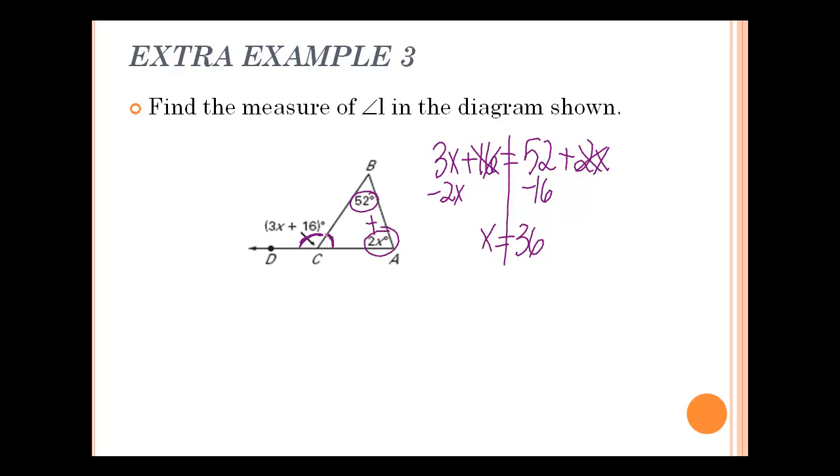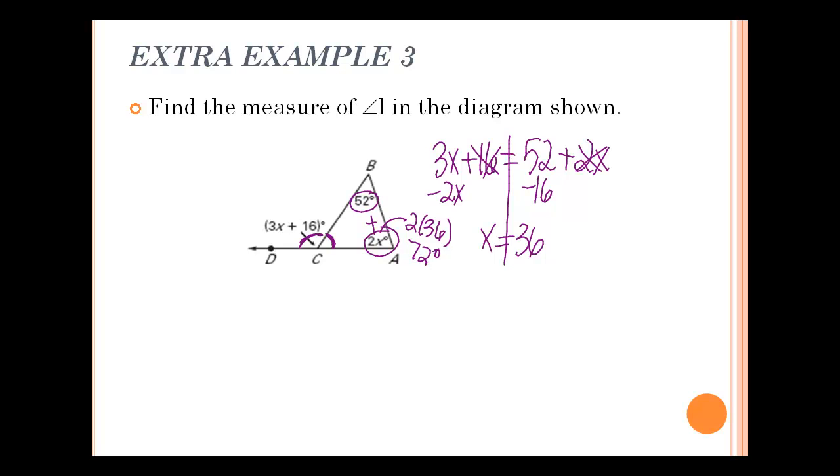The question, though, says find the measure of angle 1. Well, angle 1 is right here. So this one's a little bit different. So angle 1 is right there. So let's do it this way. This angle measure is 2 times 36. So 2 times 36 is going to give me 72 degrees.